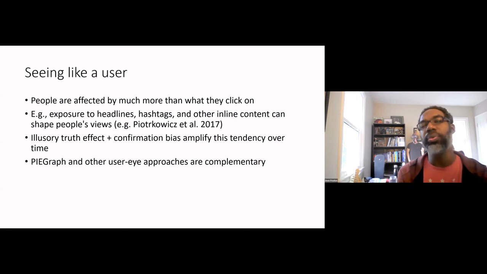And so that really just goes to show, if you keep seeing something, regardless of whether you click on it, that's going to raise that illusory truth effect, amplified by confirmation bias. And that really exacerbates the issue over time. And finally, I just want to say that PIEGraph and other user eye approaches are complementary. PIEGraph is not necessarily intended to supplant any existing research program or application, but rather to provide another alternative for specific sets of research questions that folks may want to apply to their own research agendas.